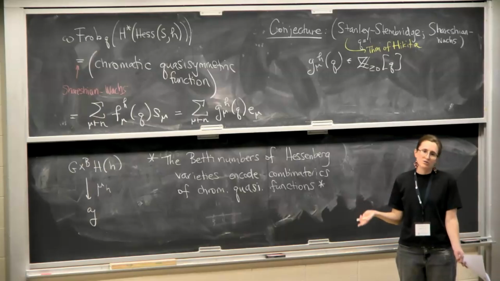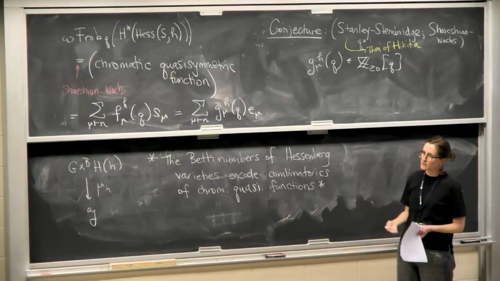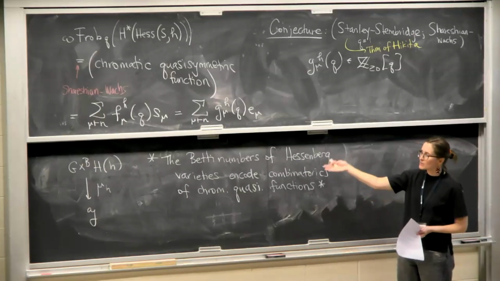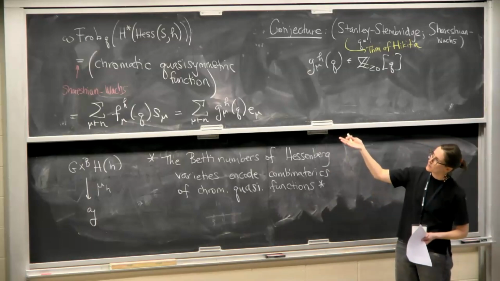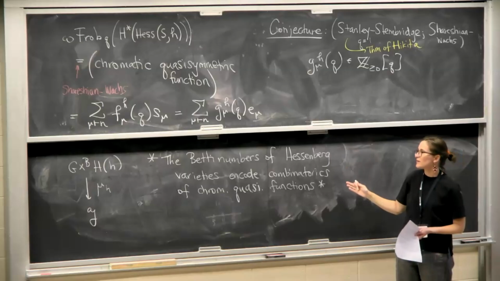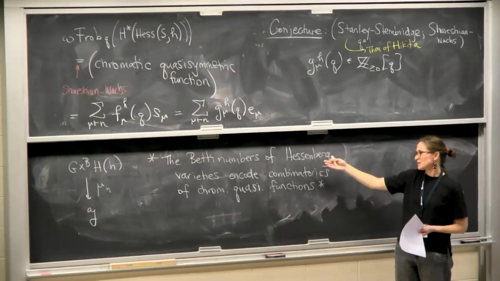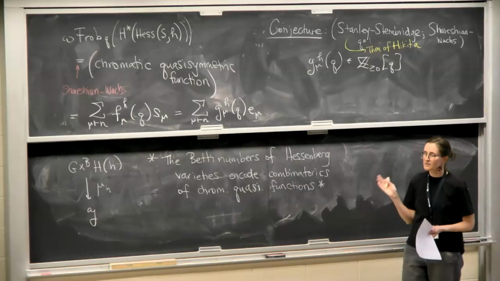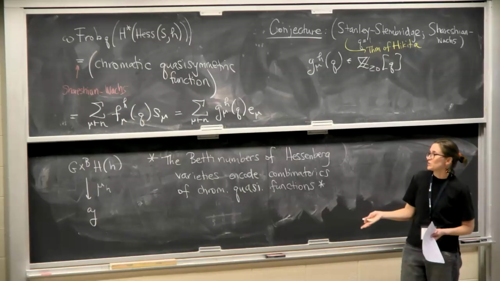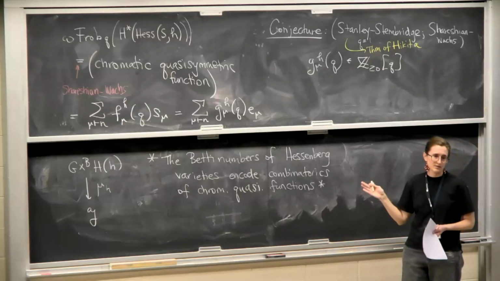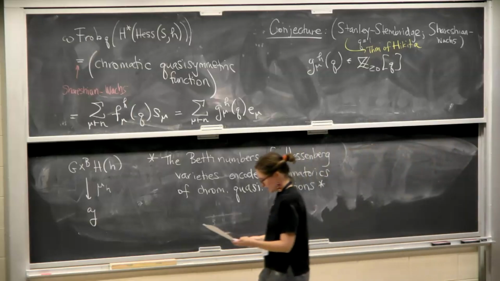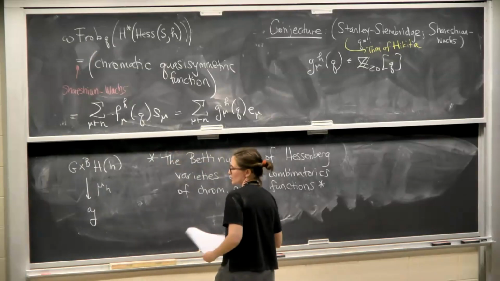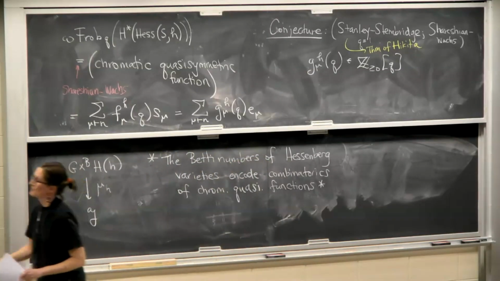And why am I so interested in these varieties? Why am I so interested in studying their geometry? Well, there's some interplay going on here between the combinatorics of the symmetric functions and the geometric data of these Hessenberg varieties. So let me give you a precise statement which realizes this heuristic. So this is a theorem statement.